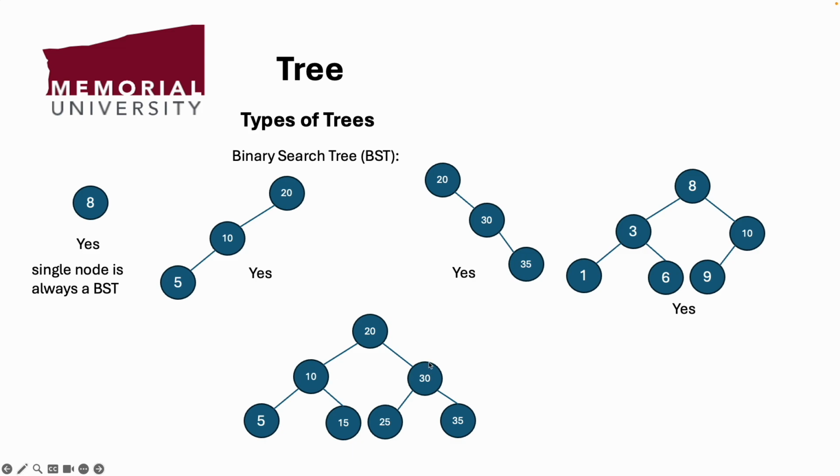Now let's look at the right subtree. The root of the right subtree is node 30. 30 is greater than 20. Node 30 has the left child 25, which is less than 30, and the right child 35, which is greater than 30. So the nodes on the right subtree, 25, 30, 35, are all greater than the root node 20. So this tree is a binary search tree. They also call this a perfect binary search tree.